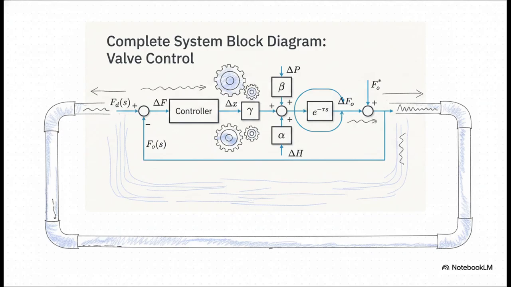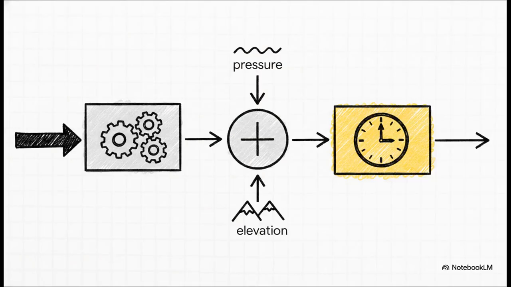This right here is the synthesis of everything we've learned so far, presented exactly as you'd see it in a professional engineering schematic. Notice the elegant flow of this diagram. Over on the left, we have our desired flow set point. The error feeds right into the controller, which outputs a change in valve position, delta x. This delta x is then multiplied by our gamma gain. Meanwhile, disturbances from pressure, that's our beta gain, and elevation, our alpha gain, are summed together.